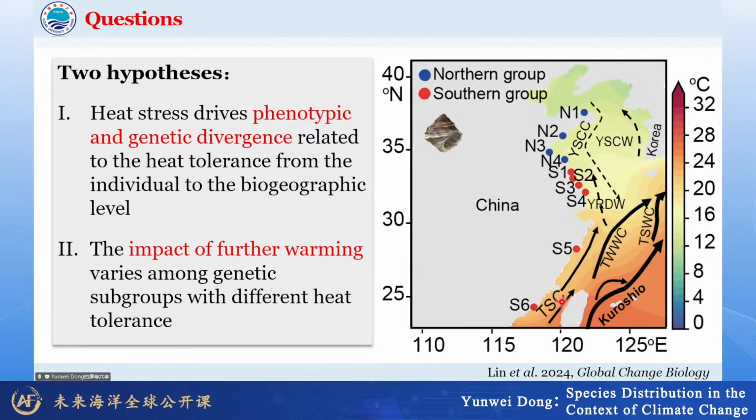For this, we need to get a lot of data. We need high-resolution environmental data, maybe also body temperature data, and we also need physiology data from different populations, and some genetic data for this.